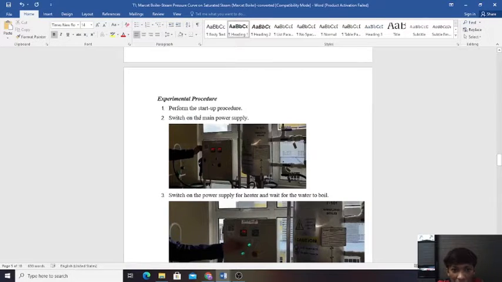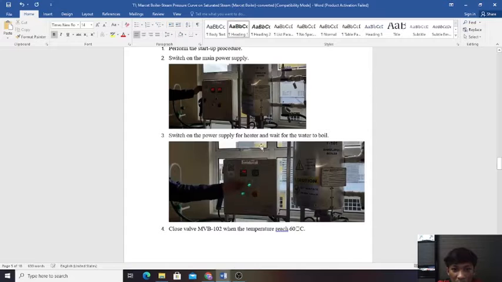Second, switch on the main power supply. Third, switch on the power supply for the heater and wait for the water to boil. And number 4, close valve MVB 102 when the temperature reaches 60 degrees Celsius.